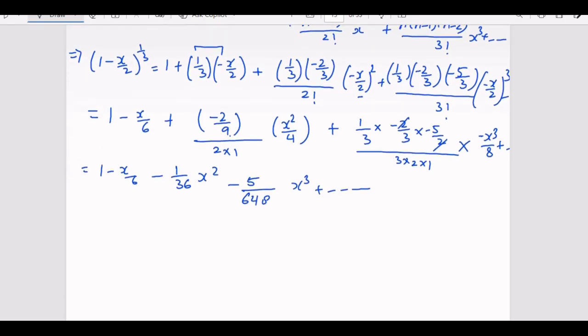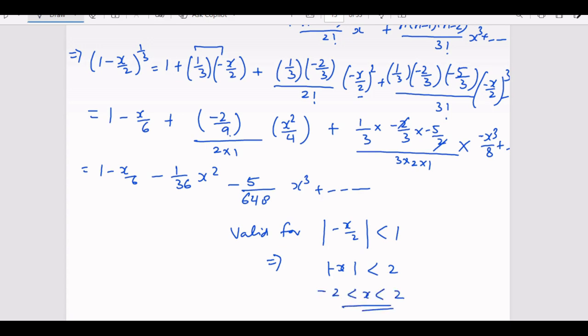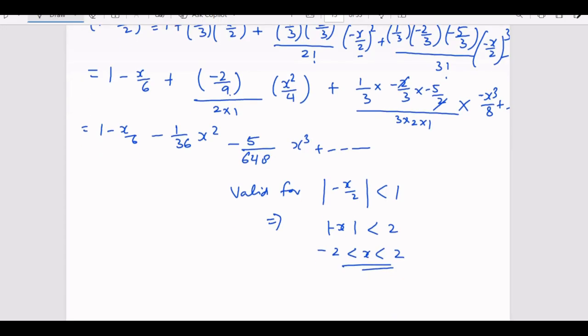And provided it is valid for minus x over 2 is less than 1. This is by definition. So when you multiply by 2, it's going to be negative x less than 2, and then minus 2 less than x less than 2. So this is the validity of this expansion, right?